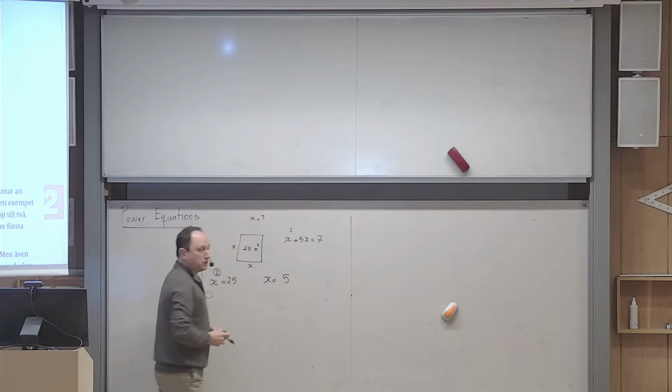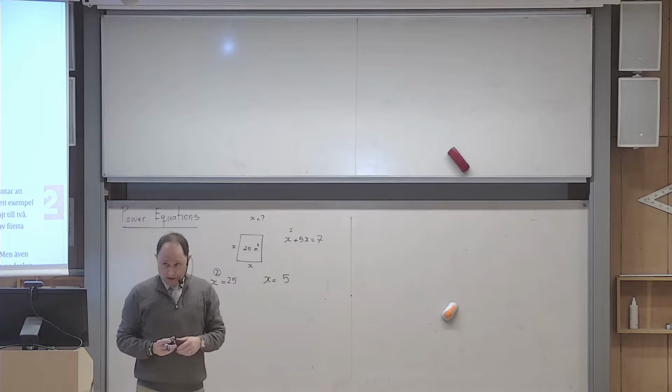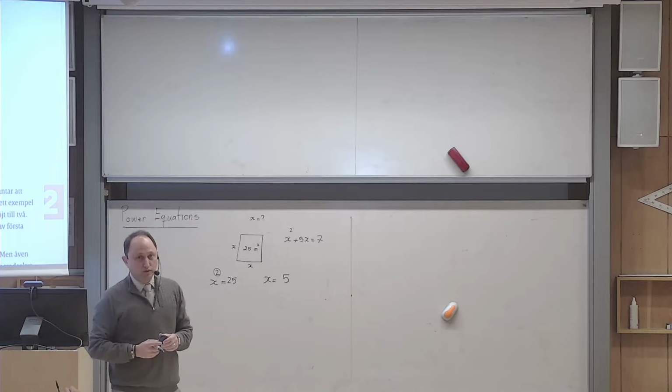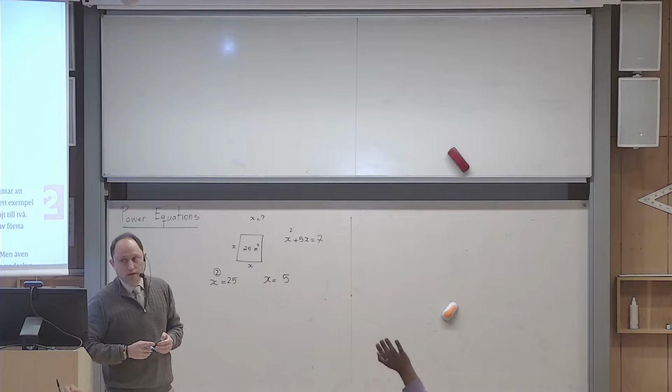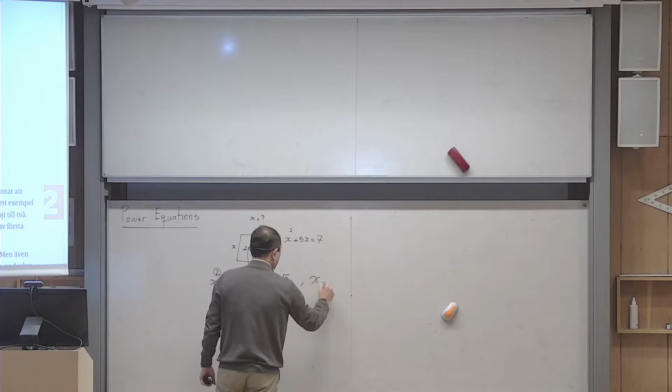But is 5 the only answer? Because I told you that whenever I ask you to solve an equation, I mean to find all possible roots. Can you fix it yourself? There is also one more number so that it will work. Yes, Abdullah? Minus 5. So here it's 5 and minus 5.